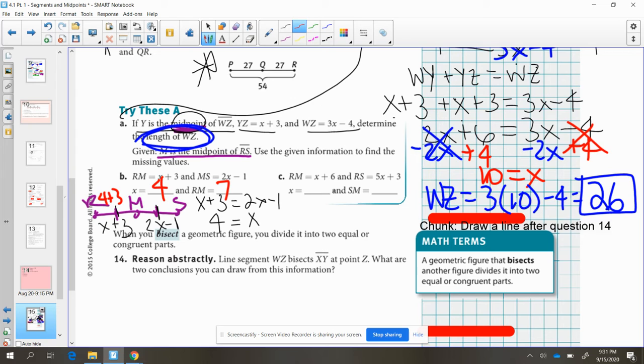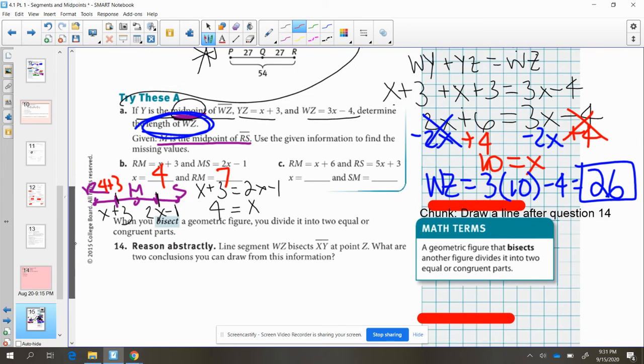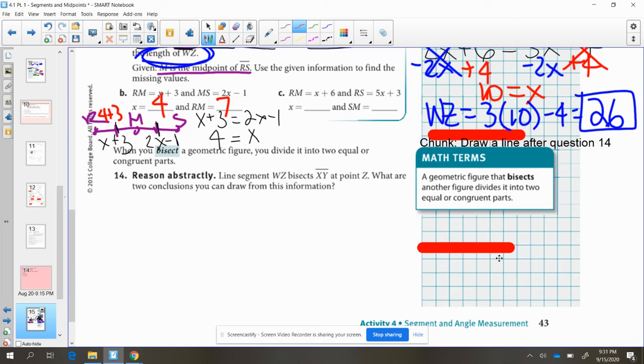Take a moment on your own in a space you can find, maybe down here over to the right potentially, to solve letter C on your own. Remember to draw the picture using the given information, label it, and then solve.